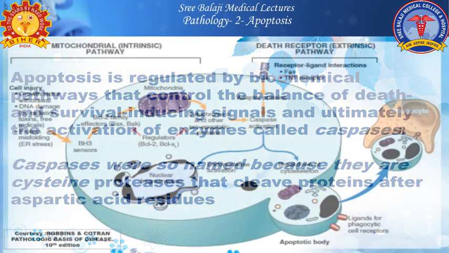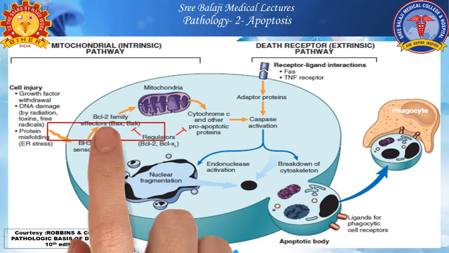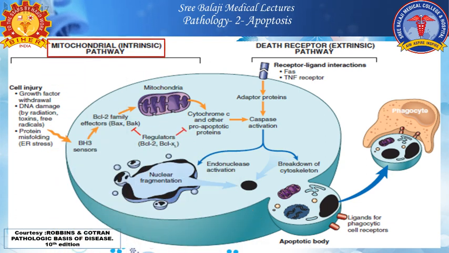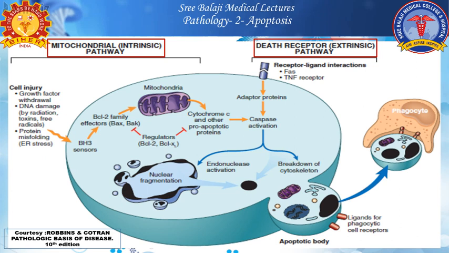We shall go a little bit in depth into the molecular mechanisms, which is a must-know for you in this competency. There are two pathways by which apoptosis is done. One is the mitochondrial pathway or the intrinsic pathway. Second one, the death receptor pathway or the extrinsic pathway. So, what is this mitochondrial pathway?